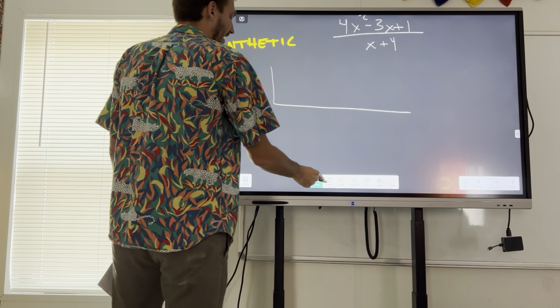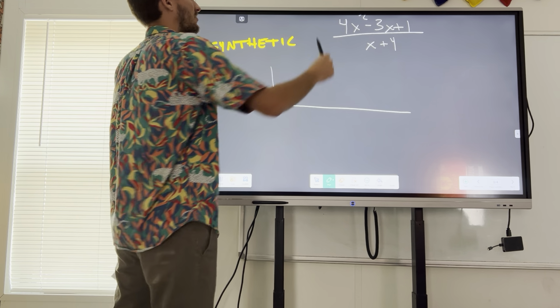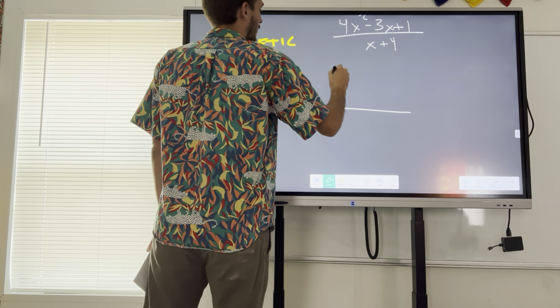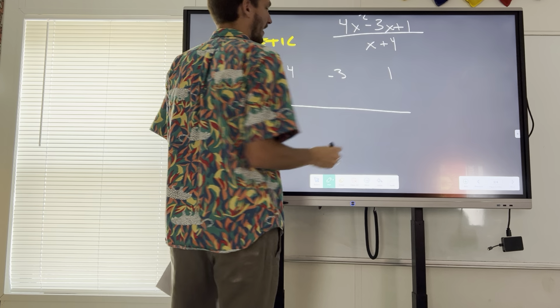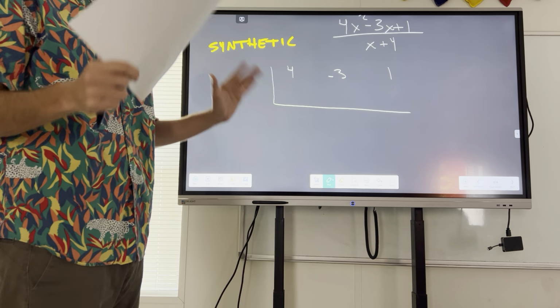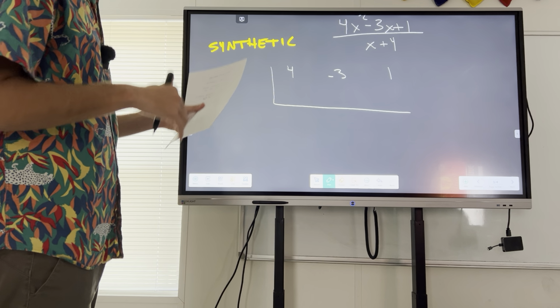When we do synthetic division, we're only going to be using the coefficients. So for example, the coefficients here would be 4, -3, and 1. No x's make their way into synthetic division. This is a very shortcut, cheeky kind of way to do it.